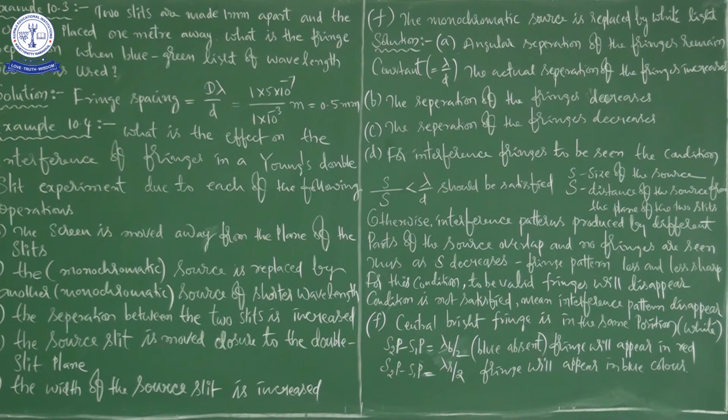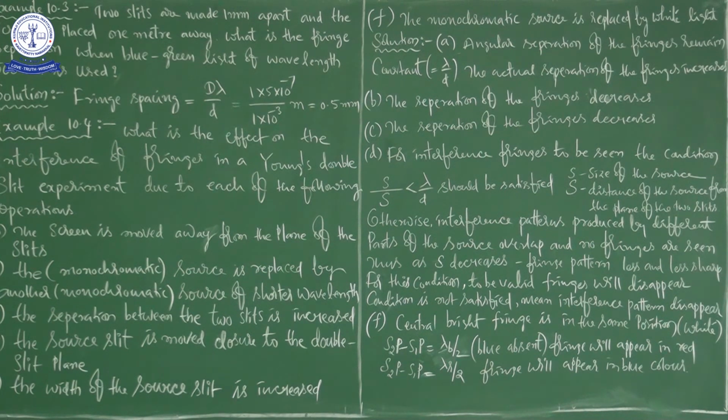What is lambda? Wavelength of light. What is small d? Distance between the two slits. Small s is the size of the source. Capital S is the distance of the source from the plane of the two slits. So the ratio of the size of the source to the distance of the source from the plane of the two slits is less than or equal to lambda by d, to get interference fringes on the screen.